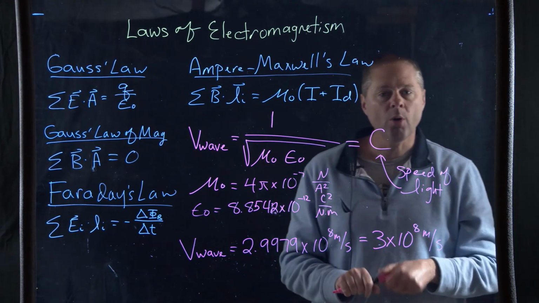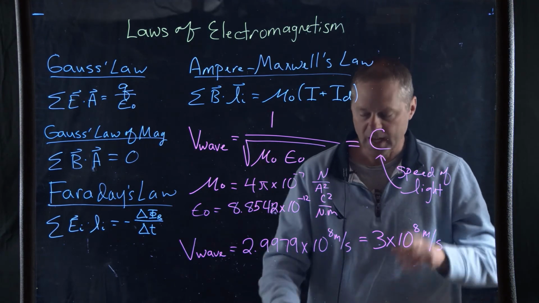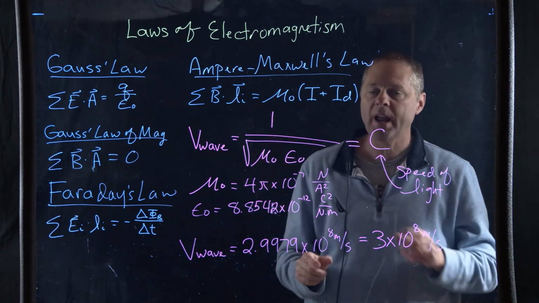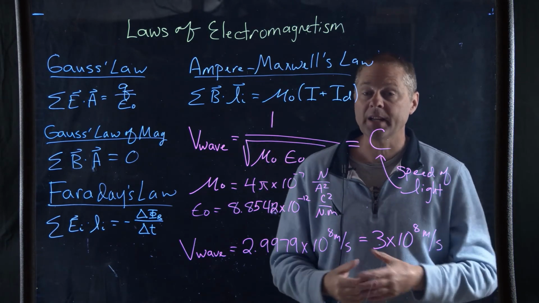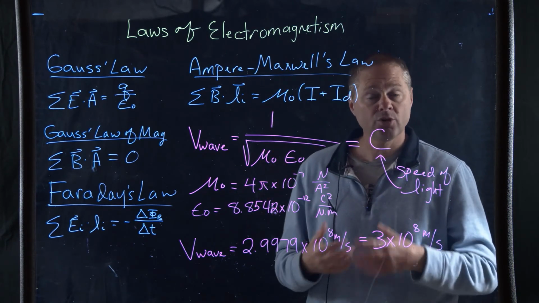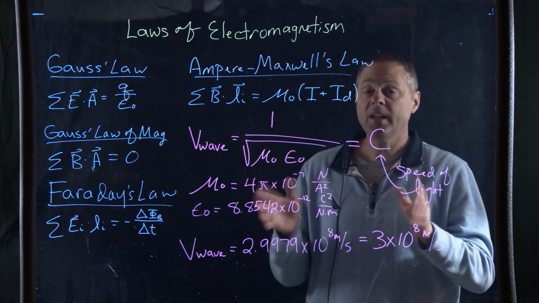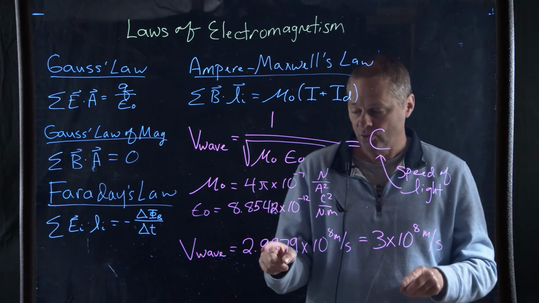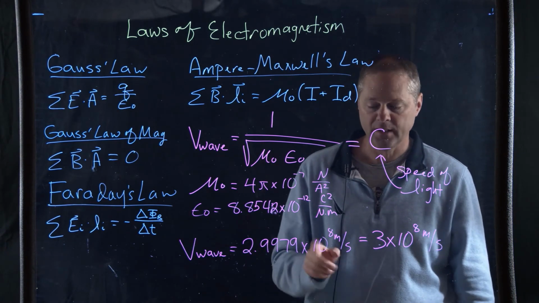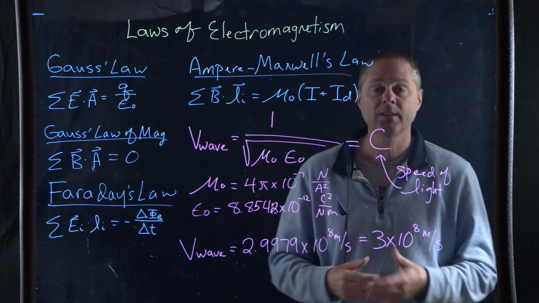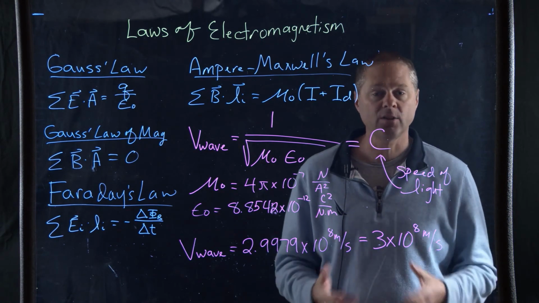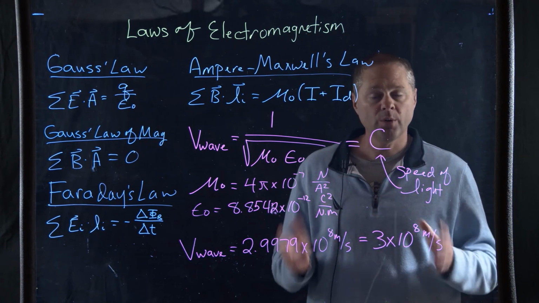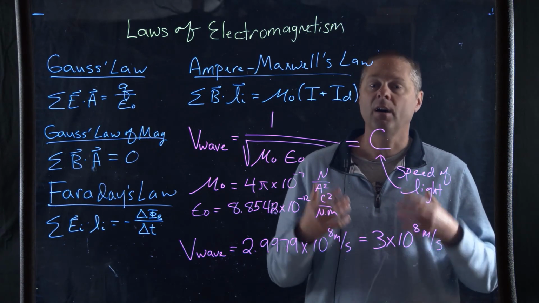And what this shows us is that light really is an electromagnetic wave that happens to travel through space. And that is what Maxwell showed us. He showed us that, hey, this is what light is. It is an electromagnetic wave that travels at 2.9979 times 10 to the 8th meters per second, or 3 times 10 to the 8th meters per second, through a vacuum or through space. Now, what we're going to be discussing next will be about light.